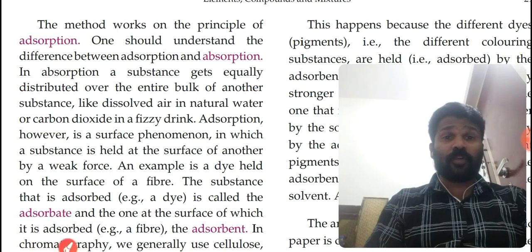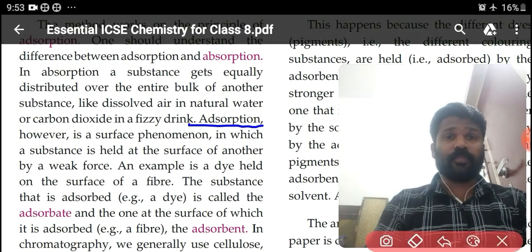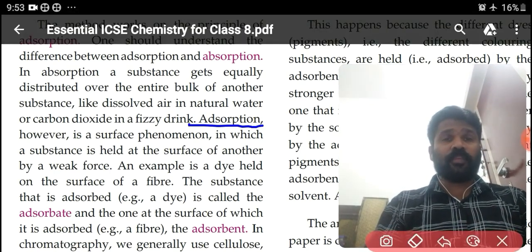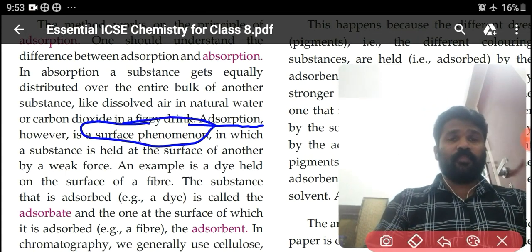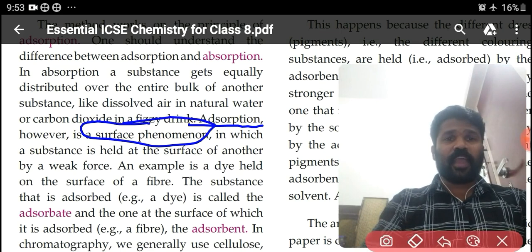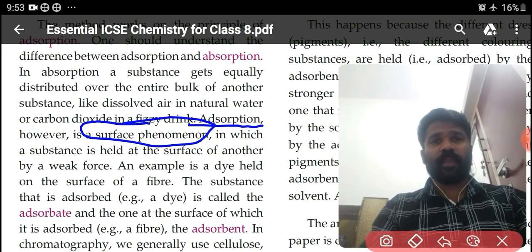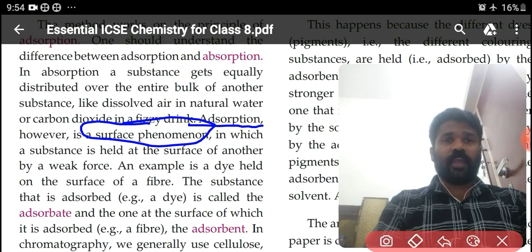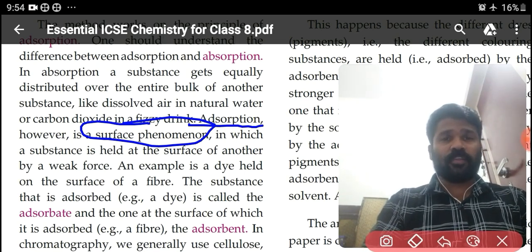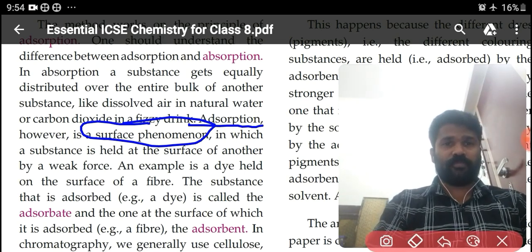But adsorption is a surface phenomenon. Adsorption is a surface phenomenon in which a substance is held at the surface of another by weak force. An example is a dye held on the surface of a fiber.